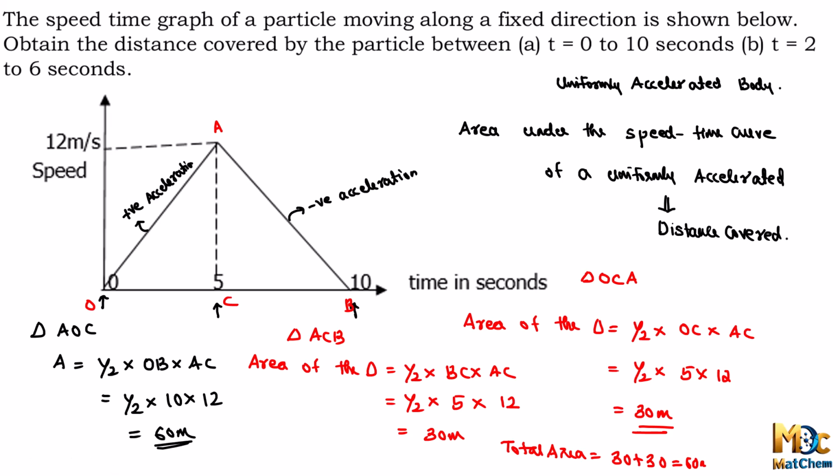So this is the way in which the distance covered by the particle from t equal to 0 to 10 seconds can be calculated directly from the graph, because for a uniformly accelerated body, the area under the speed-time curve will give you the distance covered. How can we do this?